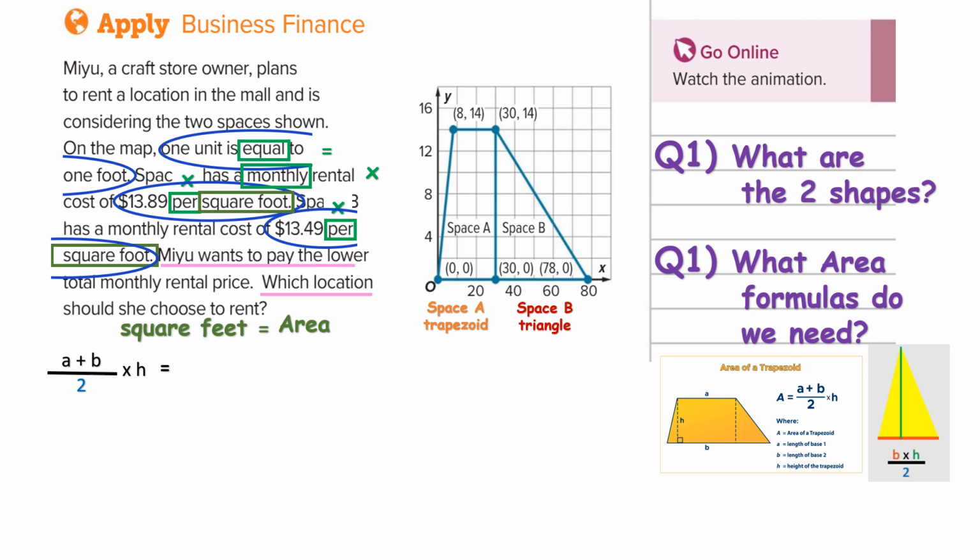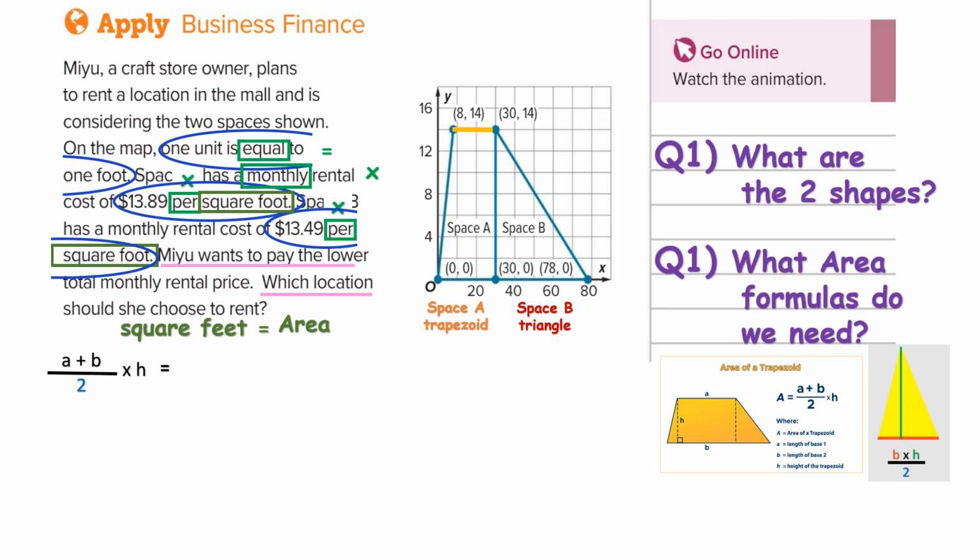So if I need to find base A, now I personally prefer to make base A my shortest base on a trapezoid, but that's not required. You can do the bottom one, you can do the top, it doesn't matter. I like to do the shortest one. So when I look at it, I see the ordered pairs for those 2 points. So the ordered pairs are 8 and 14, 30 and 14.